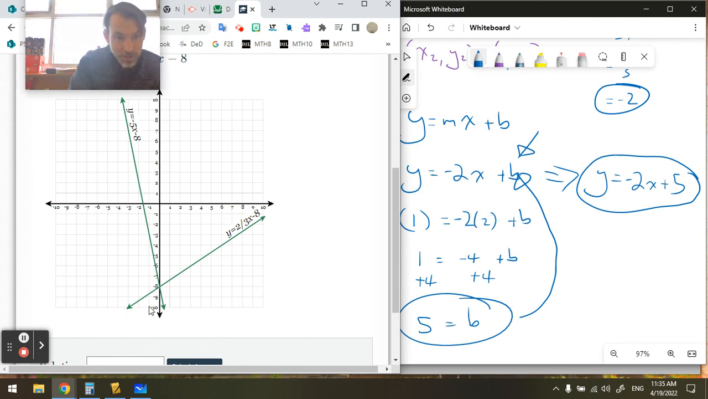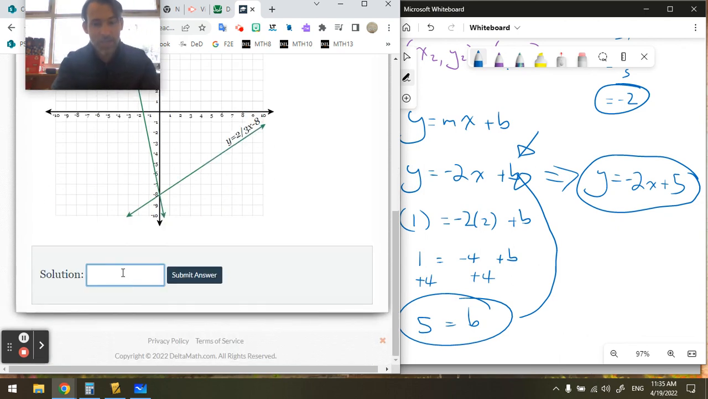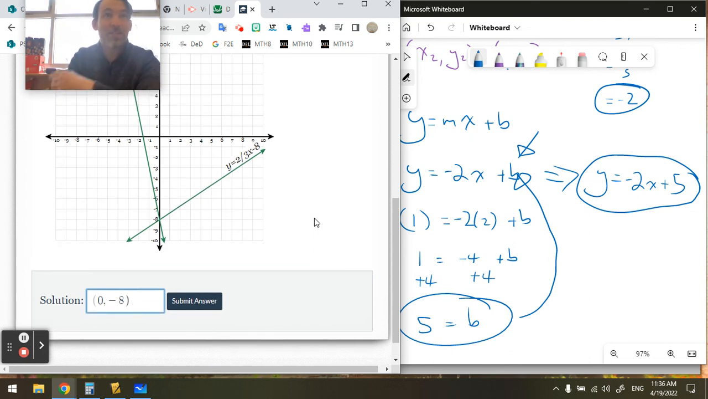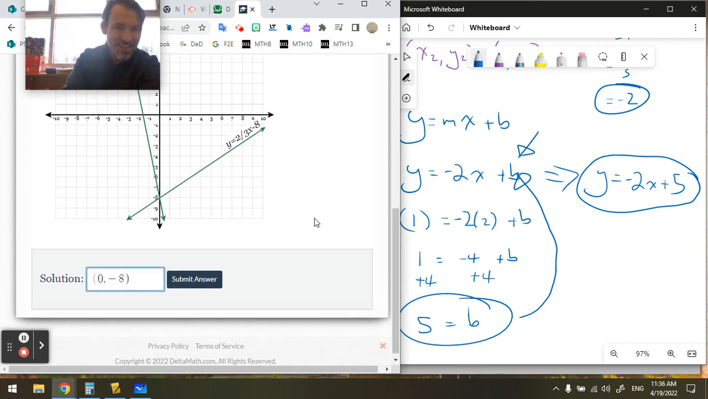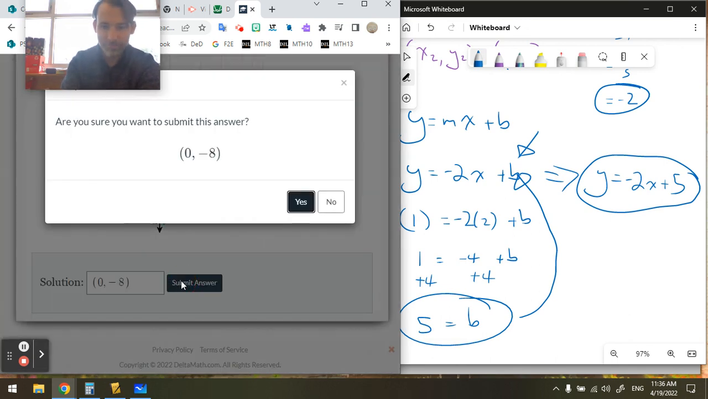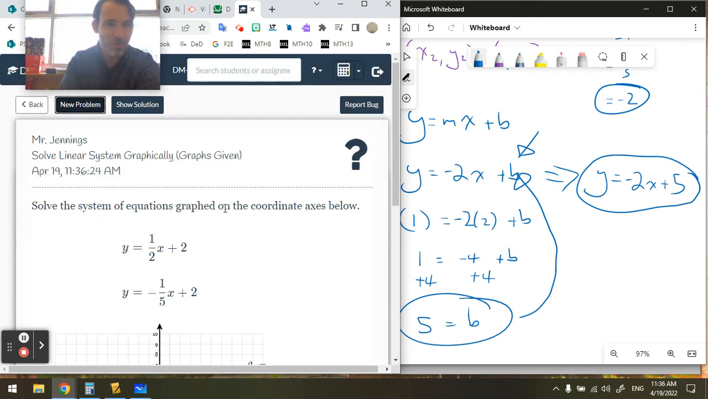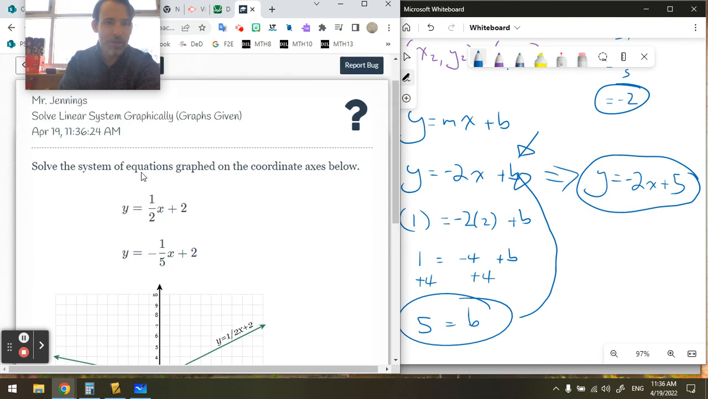We notice that they cross at the point 0, negative 8. 0 in the x and negative 8 in the y. So that is what it is. So that's the solution. You have to put it in brackets and put the x first and then the y second. That's 0 in the x and negative 8 in the y. Just where do they cross is this one here. Very straightforward. New problem. So here, they cross on the y-axis.